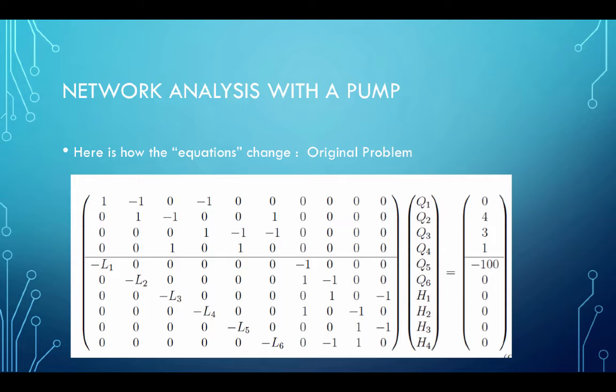Okay, so here's how the equations would change from the original problem. So the original problem, recall that the connection from the supply reservoir into the system was through this pipe number 1, which is going to go away. The link is still going to be there, but it'll no longer be a pipe. And the head in our original one was 100, and we're now going to reset it to 0.